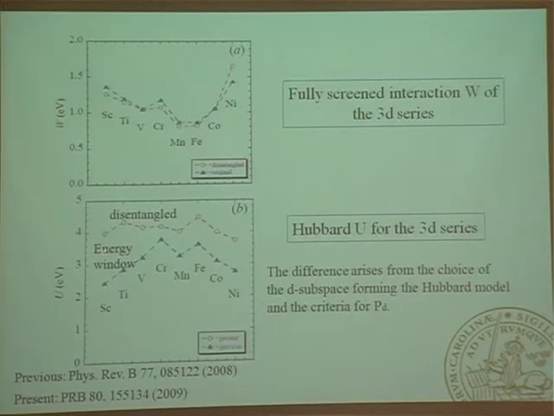So we compare this with the previous results using the energy window. There are some differences, actually not so small. But this result, of course, depends very much on how you choose this energy window. So we think that this disentangled band structure is more reliable. So that's how we calculate that.